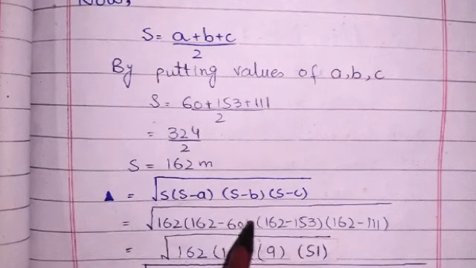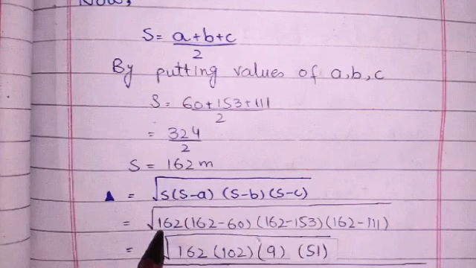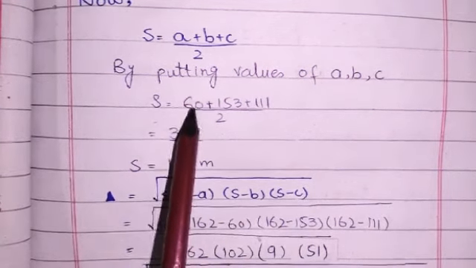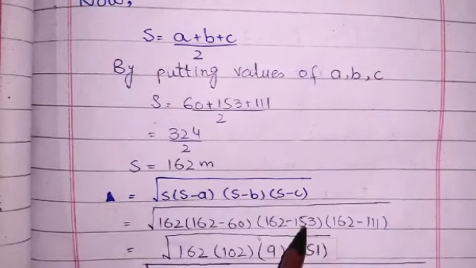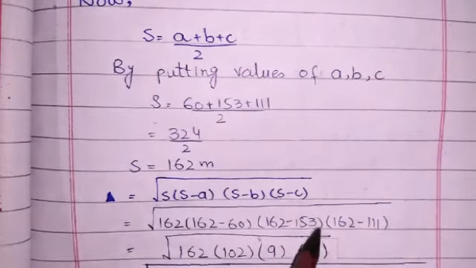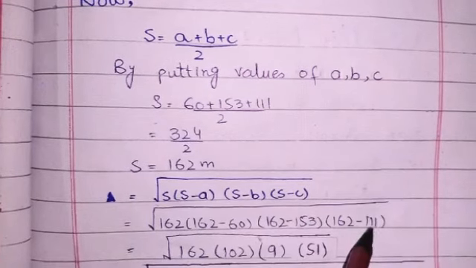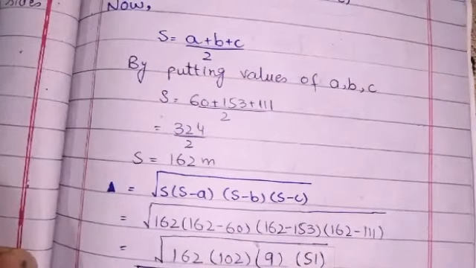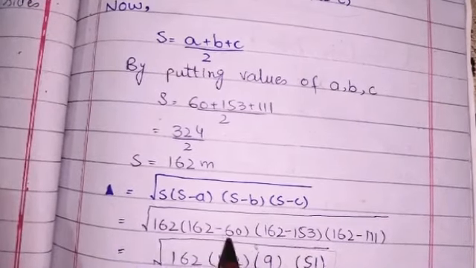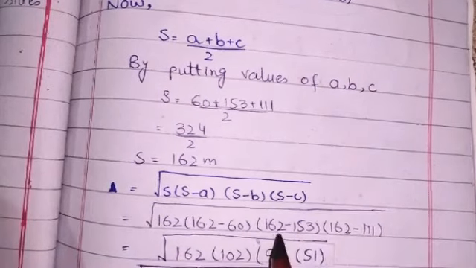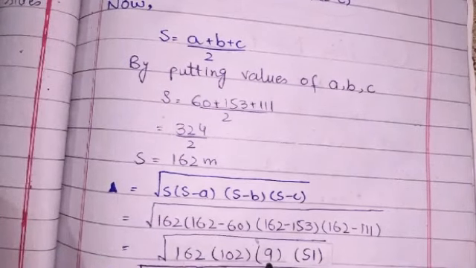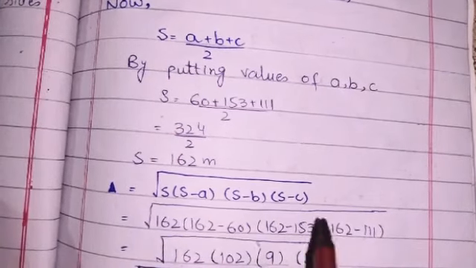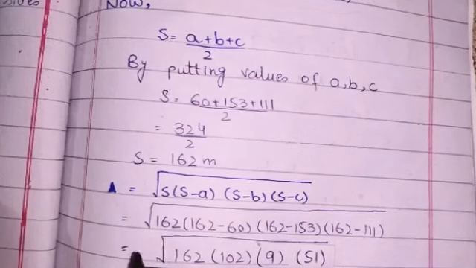All the values will be written in the square root. So 162 into 162 minus 60, because a is 60 as given to us. 162 minus 153 because b is 153. And 162 minus 111 because c is 111. Now students, 162 we will write as it is, 162. 162 minus 60 we will write 102. 162 minus 153 we will write 9. 162 minus 111 we will write 51. Students, remember all these numbers must be written within a square root.